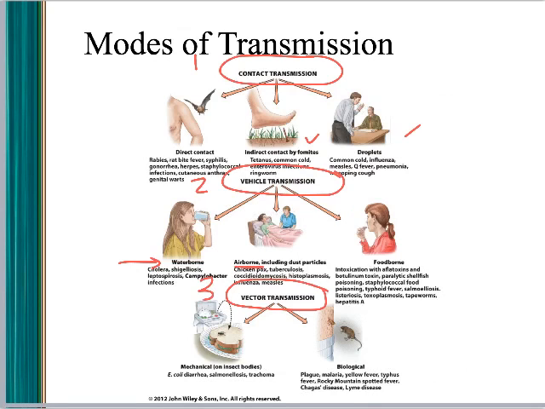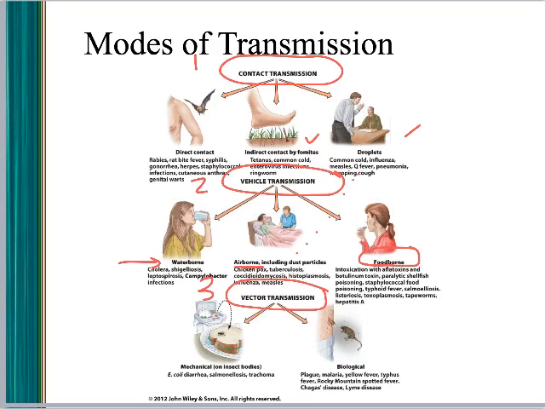I know the difference between this and droplets: with droplets you're closer to it, whereas airborne is further away. Airborne means it could be on a dust particle that gets in the air and can travel around a hospital or something. And then foodborne. Food is considered a vehicle.